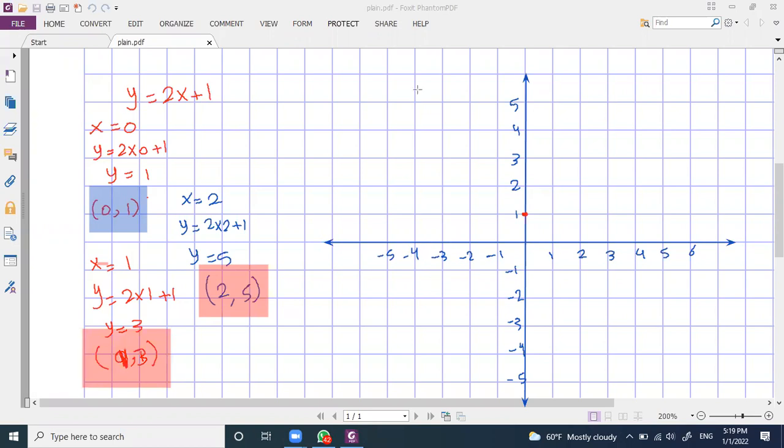So 2 and 5: go across x, across 2, and up 5. 1, 2, 3, 4, 5. This point. Okay. 1 and 3. And join up the 3 points. When you join up the 3 points, you will find that all points are linear. So we can graph the relation between the two variables.